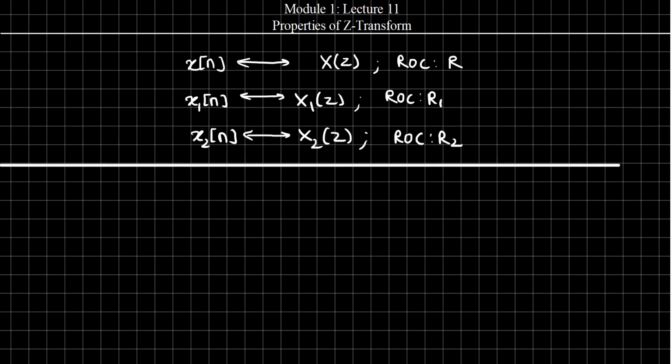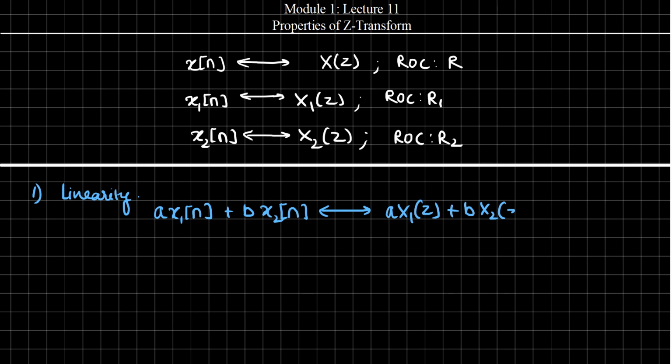So let's start with the properties. The first property which we are going to look at is the linearity property, in which we have two discrete time signals x1 of n and x2 of n, and a linear combination of those two signals, that is a into x1 of n plus b into x2 of n. Then the linearity property says that its Z transform will also be a linear combination of the individual Z transforms with the same scaling factors, that is a into X1 of z plus b into X2 of z. And here the new region of convergence would be at least R1 intersection R2, or rather the overlap between the regions of convergence of the individual signals.